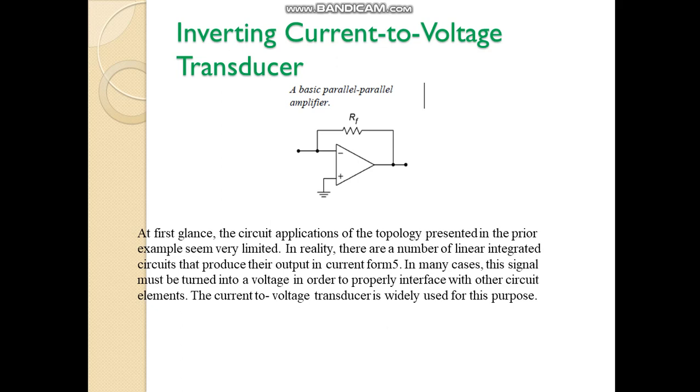So at first glance, the application of the topology presented in the prior example seems very limited. In reality, there are a number of linear integrated circuits that produce the output in current form. In many cases, this signal must be turned into voltage in order to properly interface with other circuit elements. The current to voltage transducer is widely used for this purpose.